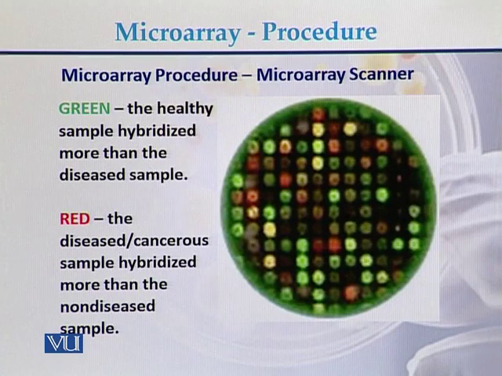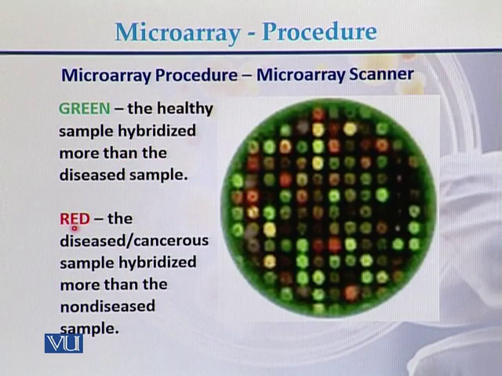These are the results of the microarray. In this microarray, we can see the healthy samples hybridized more than the disease samples. We can see that there are green spots. Here are the green spots. Here is a green spot. Here is another green spot. Some of the green spots are sharp, while others are less sharp. If the spot is sharp, it means the healthy sample hybridized more than the disease sample there.